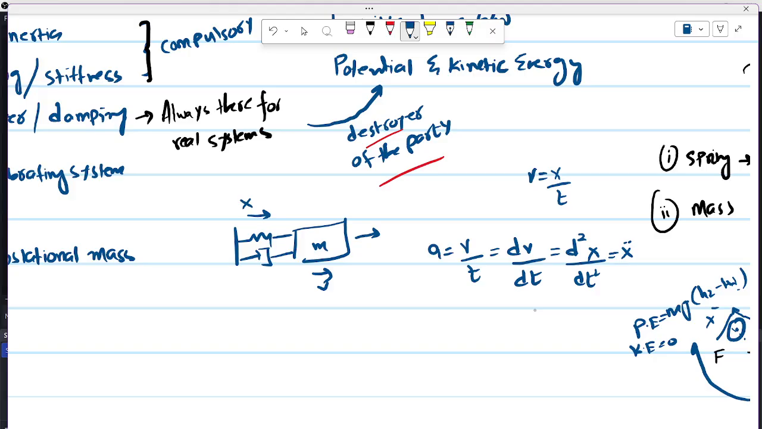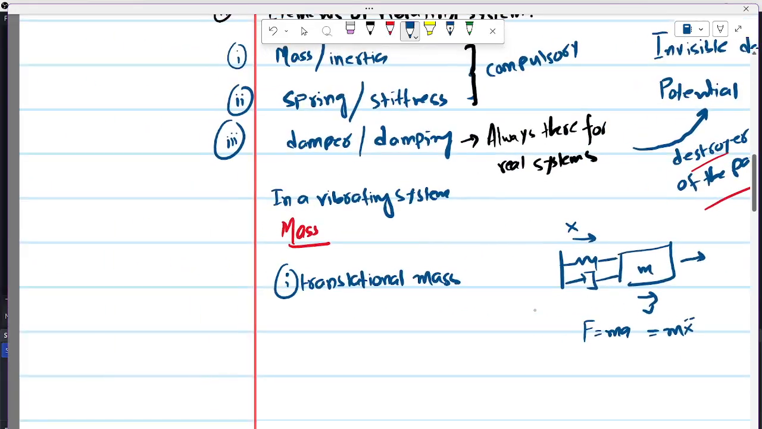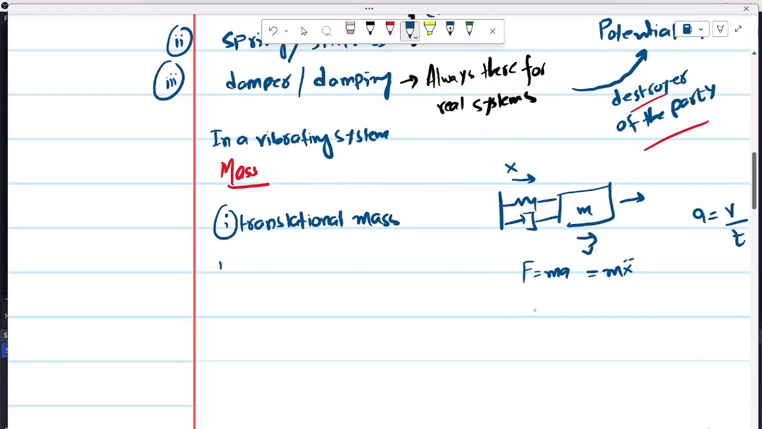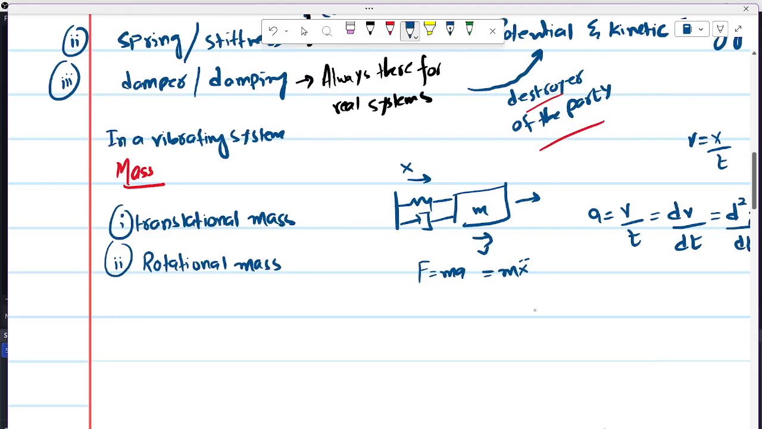And so in that case, the inertia will be F equals ma, or you can write it as m x double dot. Or this mass can exist as a rotational mass. Let's say you have a disk like this one. It's a very poor looking disk, so I apologize for that.